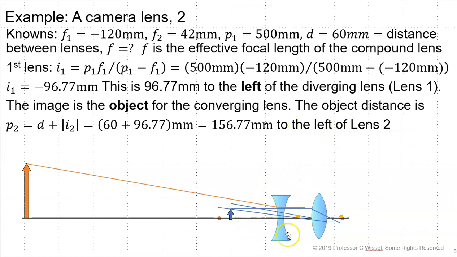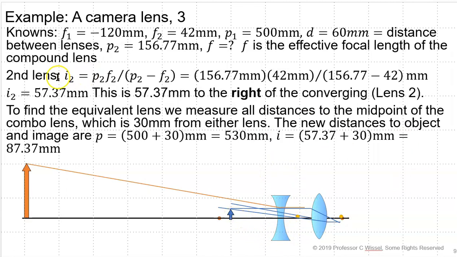Now we're going to ignore the first lens and we do the second lens. I2 equals P2 F2 divided by P2 minus F2. And we use this distance here for P2. The rest of it's pretty much self-explanatory. We put the numbers in here, make sure all the units are correct, the signs are correct, and we find out that I2 is 57.37 millimeters. It's positive, so it's going to be on the side opposite of where the light came from. This is the lens sign convention. So this is 57.37 millimeters to the right of the converging lens number 2.